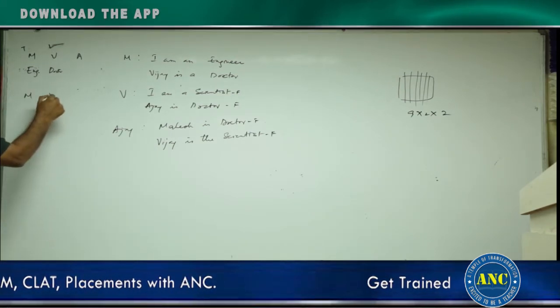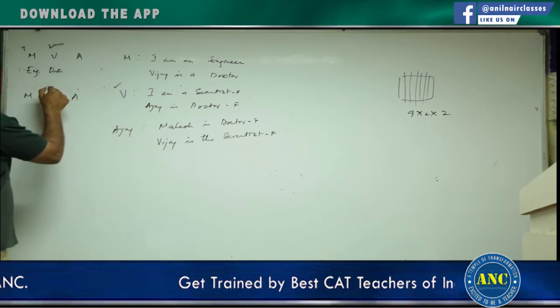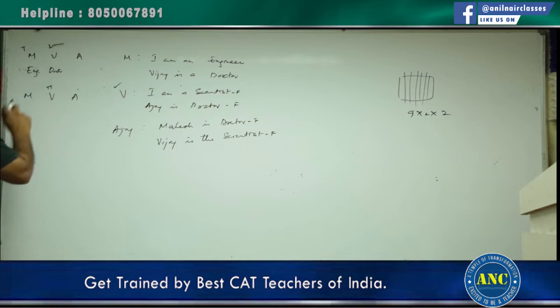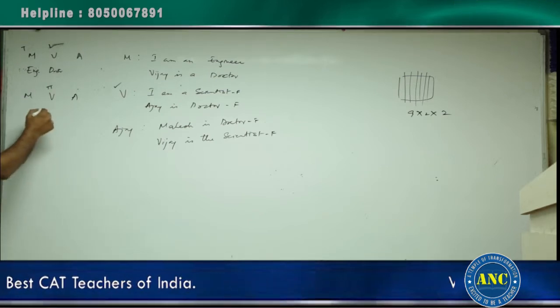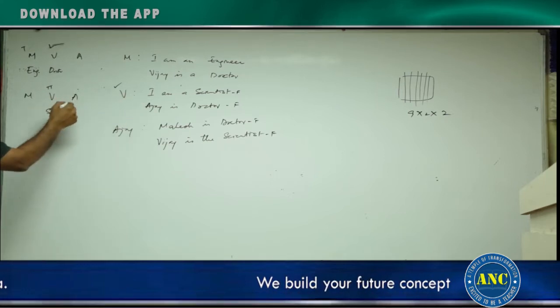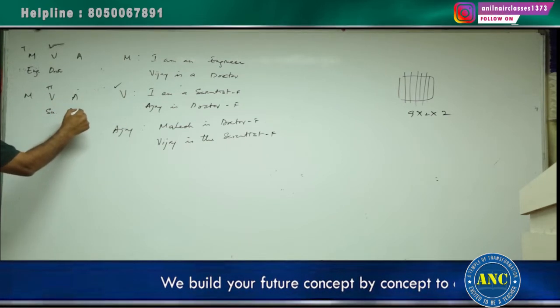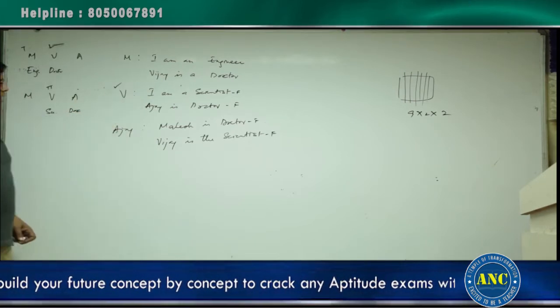Now let's go to the next assumption. Let's assume Vijay is the true teller. I'm assuming Vijay is a true teller now. Vijay says, I am a scientist. Okay, let him be a scientist. Ajay is a doctor. With this assumption about Vijay, let's go on.